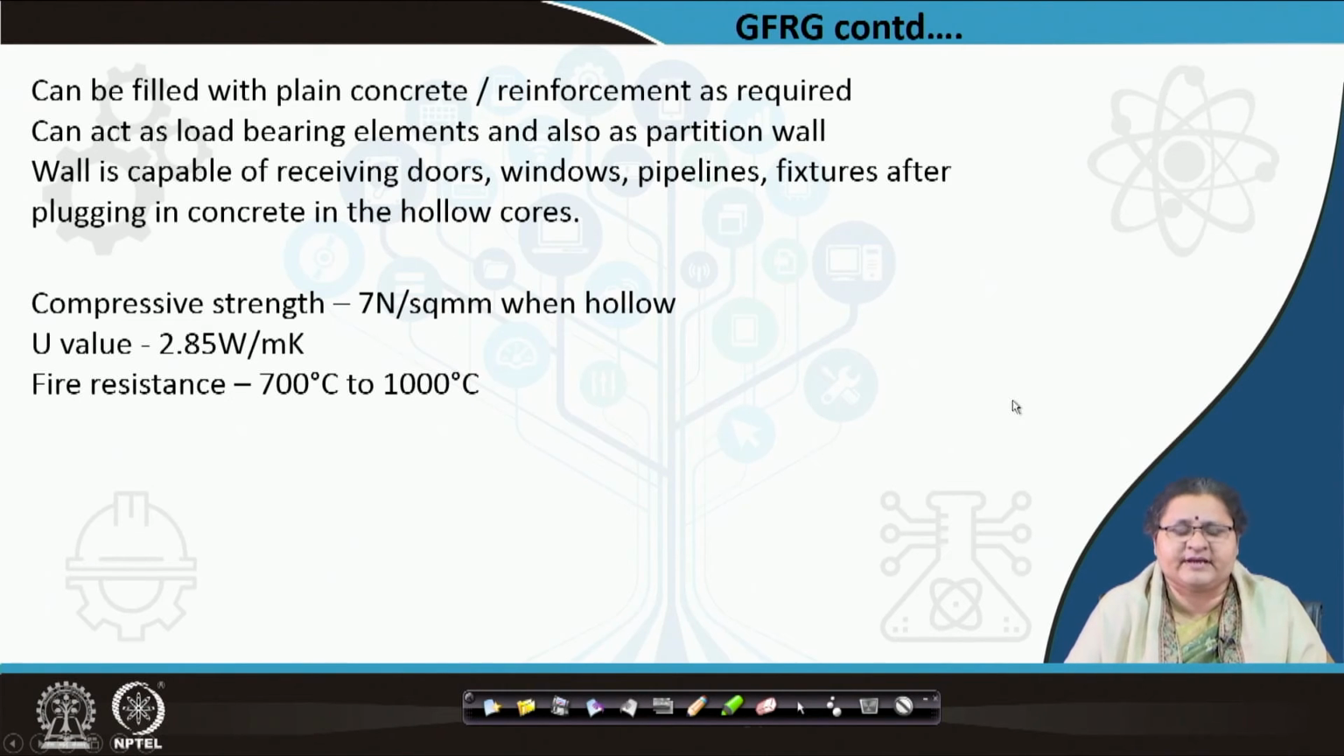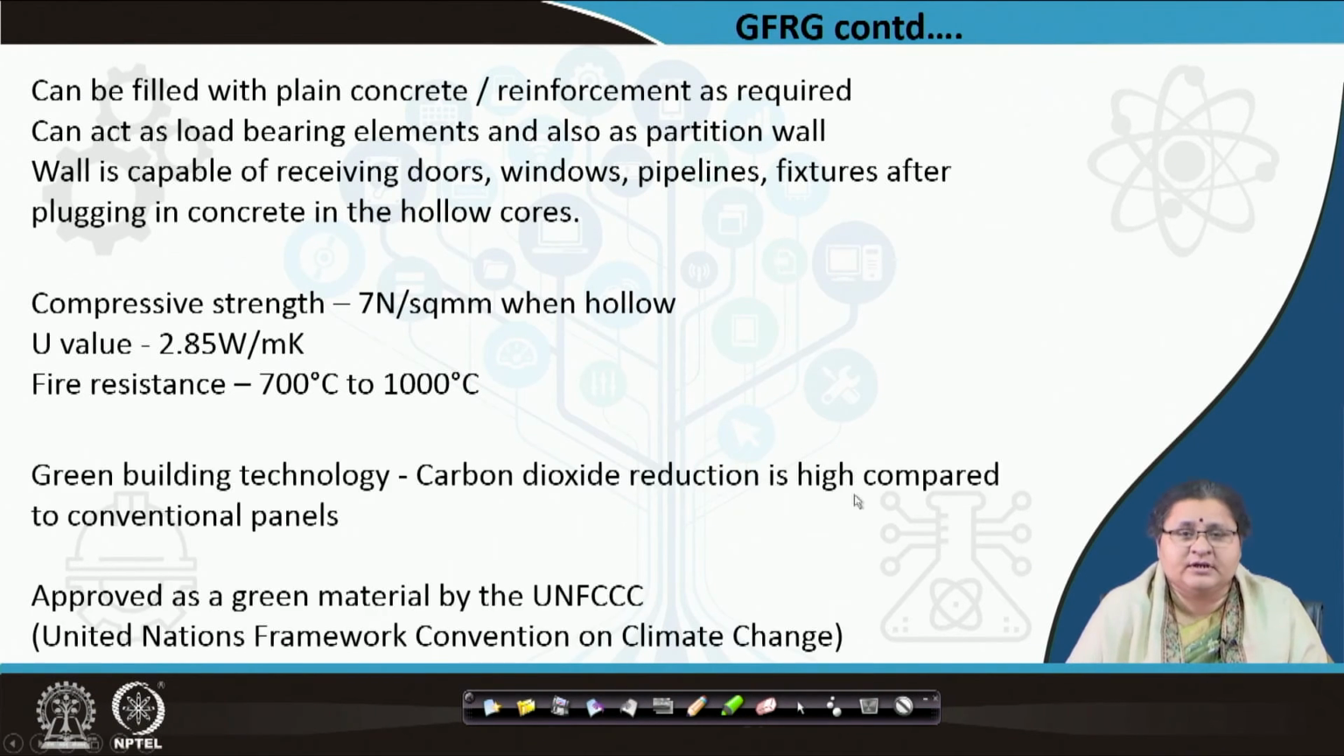but we are not more interested into that, but we are more interested into the glass strands, which is actually giving it a compressive strength of 7 Newton per square millimeter when hollow. U value, it has given 2.85 watt per meter Kelvin and it has also given a fire resistance up to 1000 degrees centigrade temperature. It is a green building technology. It reduces lot of carbon dioxide and is compared to conventional panels, and it has been also approved by the United Nations agency.